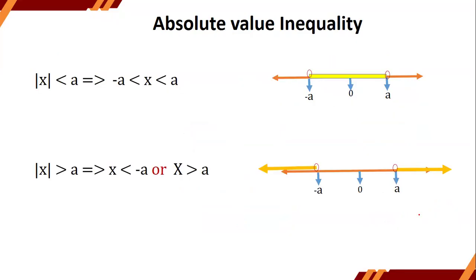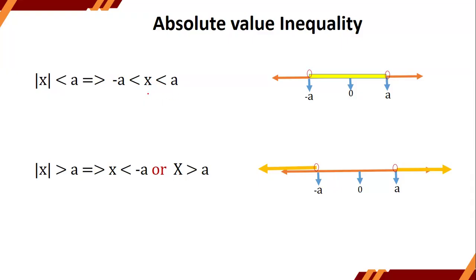Okay, now we will extend this to absolute value inequality. On the last slide we saw mod of x is equal to a. This time it is mod of x is less than a. With this, once you take it out of the modulus bracket, x lies between minus a and plus a. Now, let us figure out what the visual representation of this inequality is.